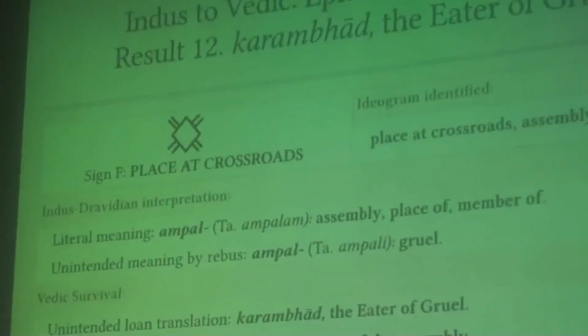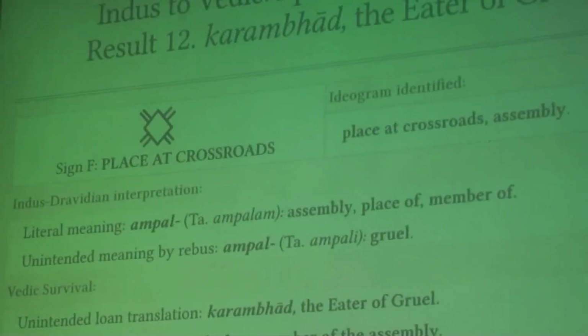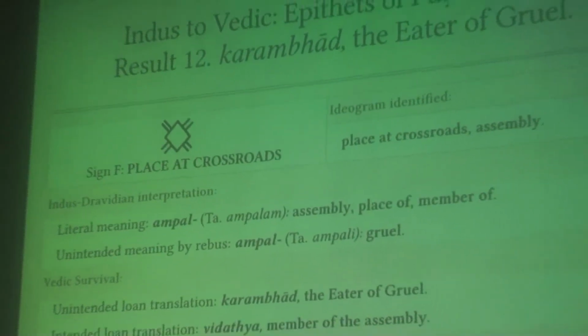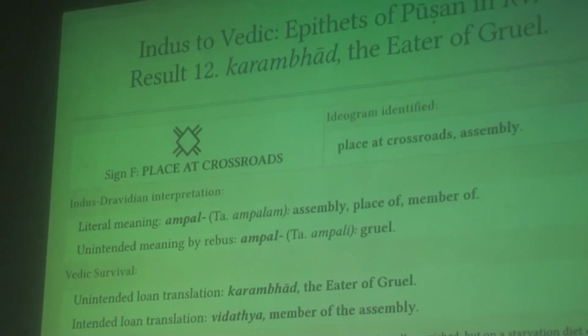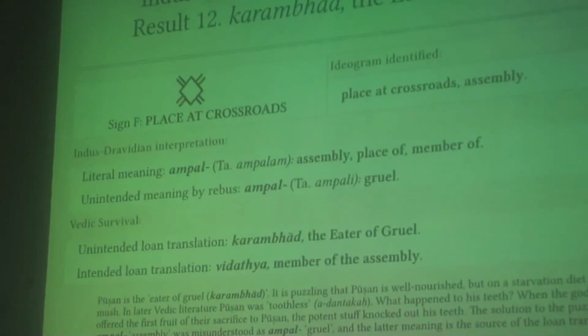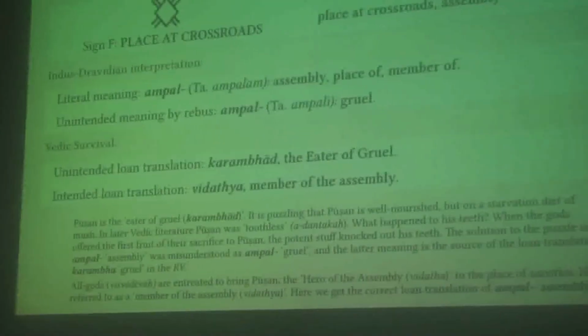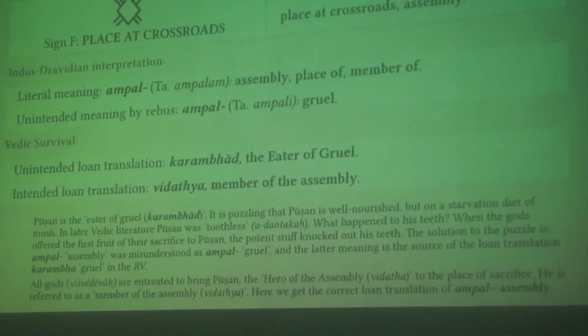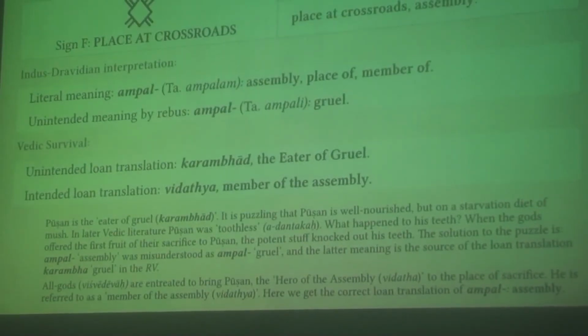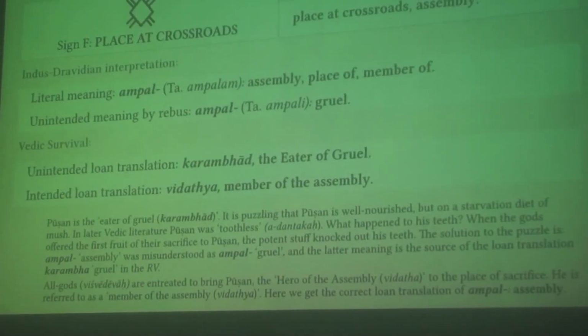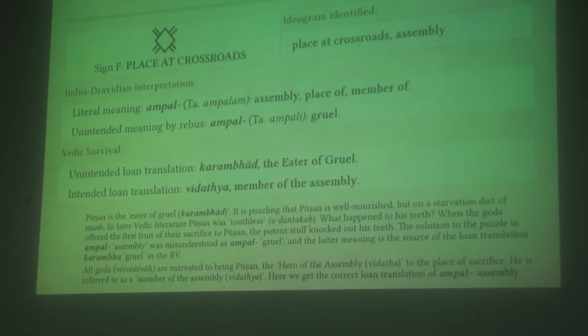Now, I will start only with the basic survival. The earlier lines have been read, but I will come to detail later. Now, the literal meaning for assembly is Ambalam. Even today, in Tamil, Ambalam.